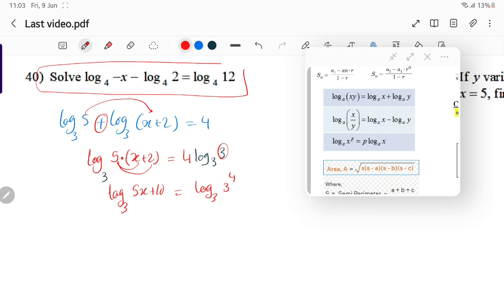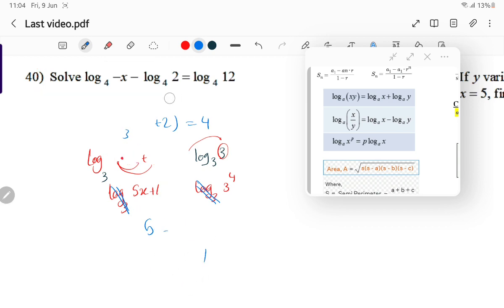How do we know this? Because we said in the last video that if we have a power, you can use this power as a coefficient of the log, and vice versa, you can send it back to the power. So this 4 can come here as a power for the 3. Now the easy part, you can cancel log 3, and 5x plus 10 will be equal to 3 to the power 4, which is 81. How to solve this? 5x equals 81 minus 10, which is 71. Divide by 5, 71 over 5, and write your answer in simplest form.